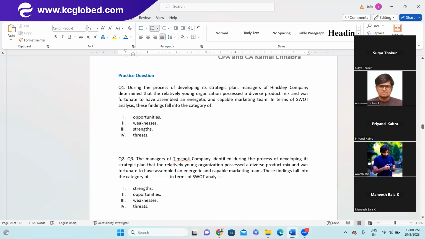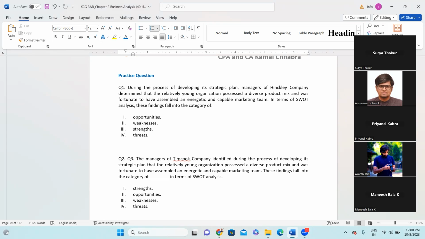During the process of developing a strategic plan, the manager of Hinckley Company determined that a relatively young organization possessed a diverse product mix and was fortunate to have assembled an energetic and capable marketing team. In terms of SWOT analysis, these findings fall into which category? Opportunity, weakness, strength, or threat?